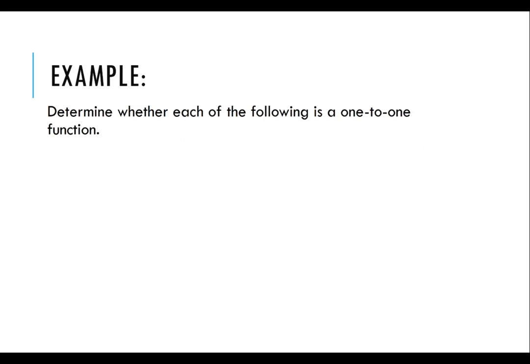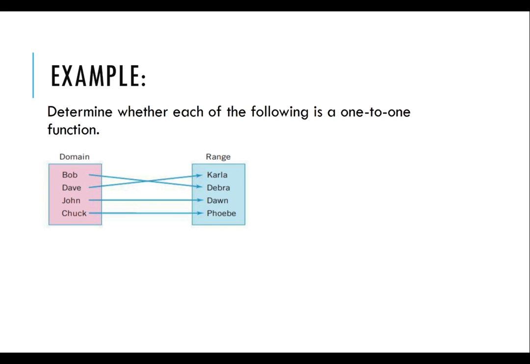So let's determine whether each of the following is a one-to-one function. Notice that here I have these people connected to these people on the right. So if Bob is connected with Deborah, Dave is connected with Carla, John connected with Dawn, and Chuck connected with Phoebe, the deal is that these things don't repeat. The x values do not repeat. Also notice that the y values do not repeat. And so this is a function, more specifically a one-to-one function.